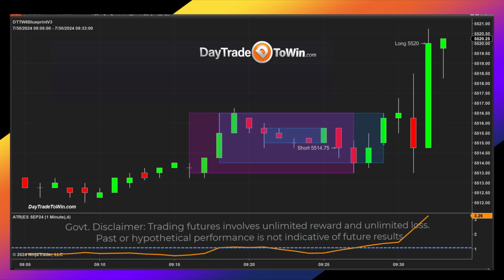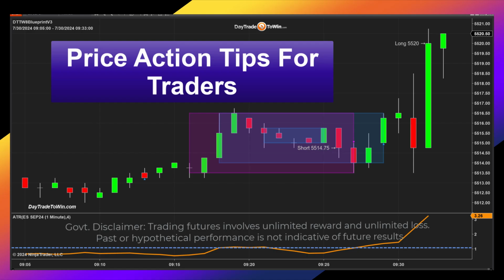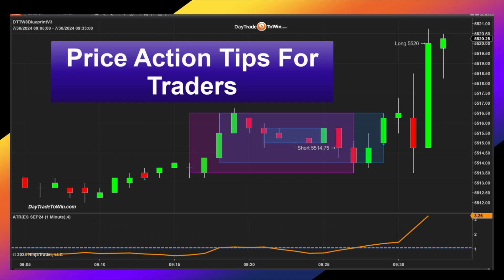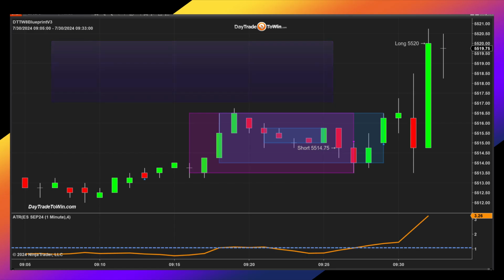Hello traders, today we're going to cover some price action techniques I think are beneficial when looking at either stocks or forex or currencies and even the futures. I'm looking at the E-mini S&P.